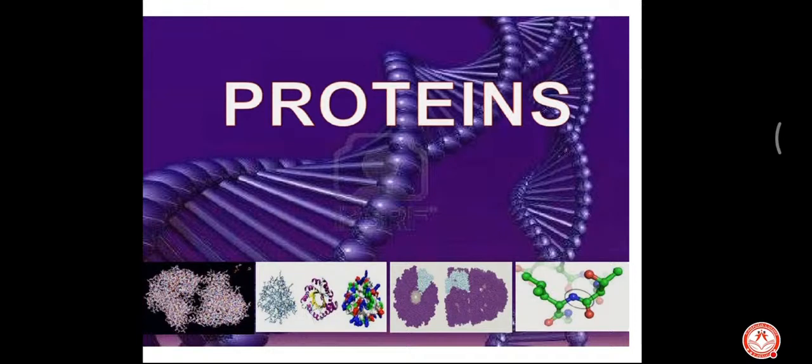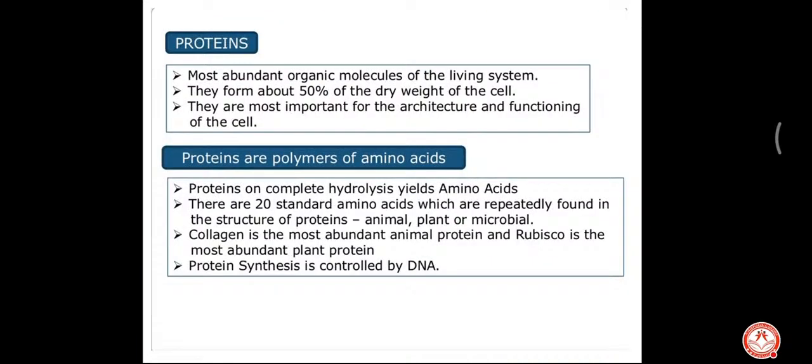Now the next most important macromolecules are proteins. Proteins are the most abundant organic molecules of a living system. They are about 50% of the dry weight of the cell. They are most important for the architecture and functioning of the cell. Proteins are polymers of amino acids. Proteins on hydrolysis yield amino acids. There are 20 standard amino acids which are repeatedly found in the structure of protein, either in plants, animals or microbes.